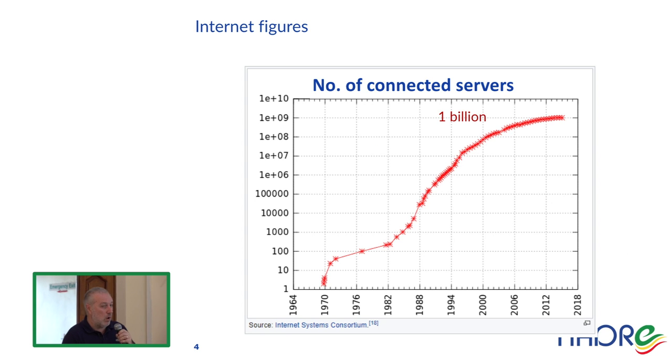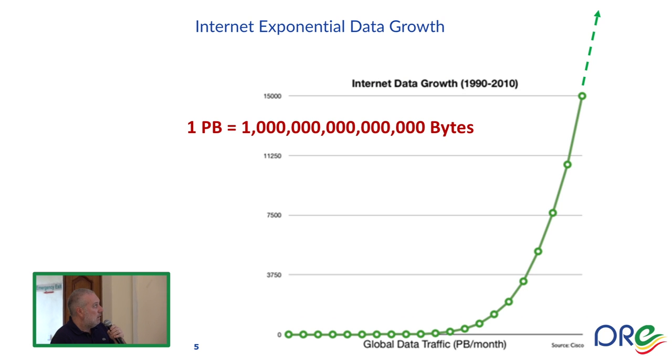And also the quantity of information available on the internet has increased. Just last year, we crossed the threshold of 1 billion servers. There are 1 billion servers connected to the internet, providing information, providing data. So the data on the internet is growing exponentially. You can see the increase as a function of time. And this is due to the fact that more people are connected, and the capacity of the network and the capacity of storage and computing systems has steadily increased.